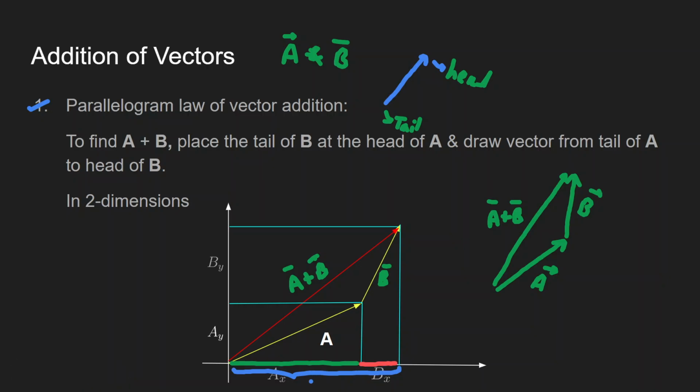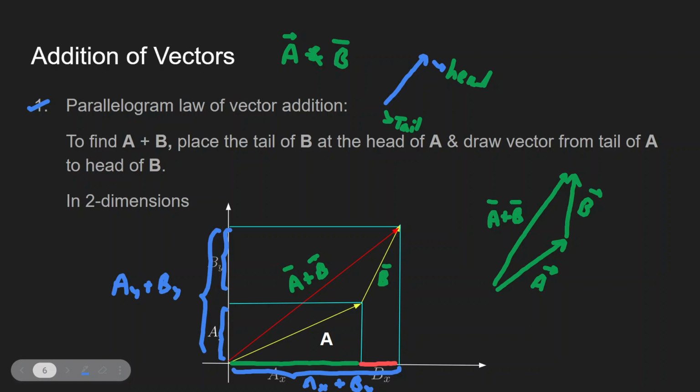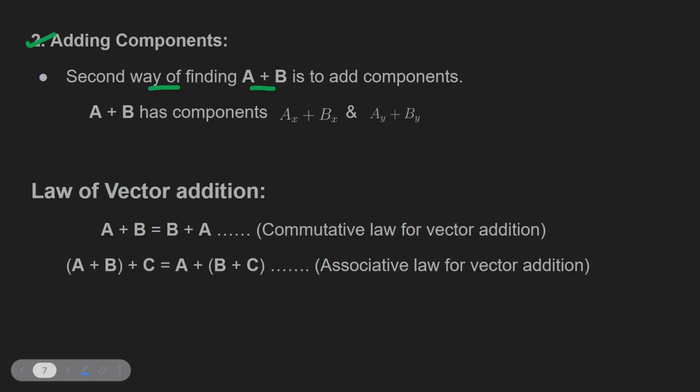So if I see the X component, it is AX plus BX. Similarly over here, this is BY, this is AY, and this entire line becomes AY plus BY. So that is what we are saying. So A plus B, we have to add the components.